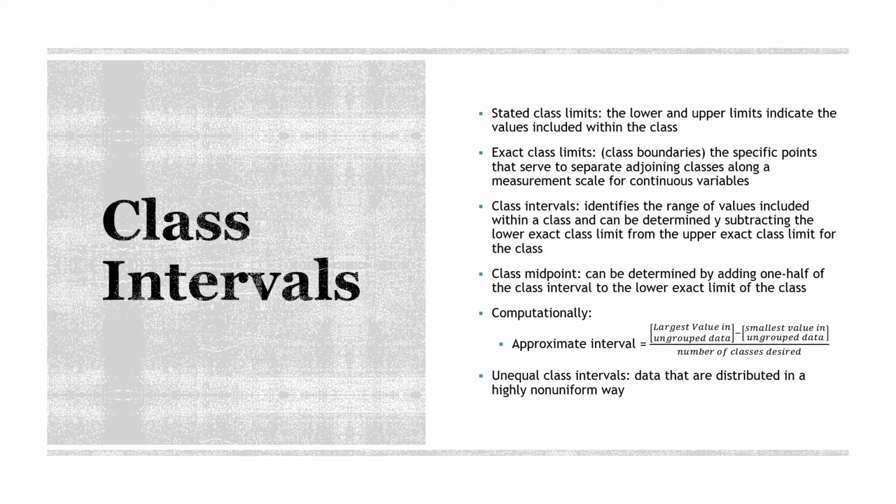So the way you can figure this out is with an approximate interval equals the largest value in ungrouped data minus the smallest value in ungrouped data, divided by the number of classes desired. Unequal class intervals: data that are distributed in a highly non-uniform way.